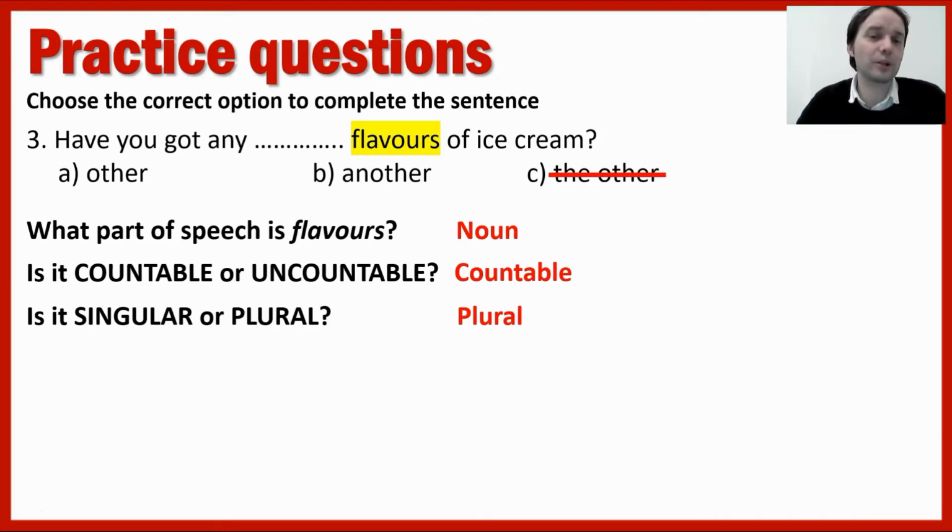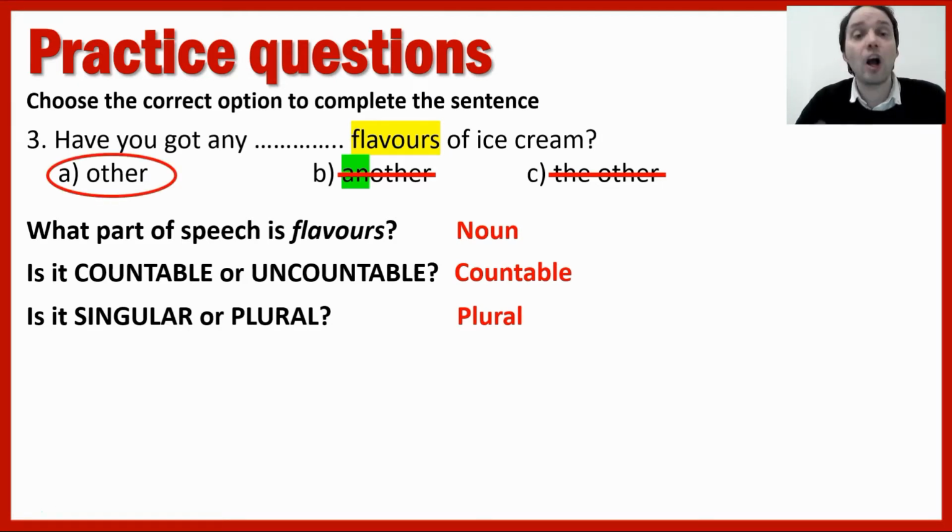We've already spoken about another in a lot of detail so far. And what is one thing we know now about another? We know that it's an plus other. One other. We know it's singular. So we know this is not the answer. So the only answer remaining is other.